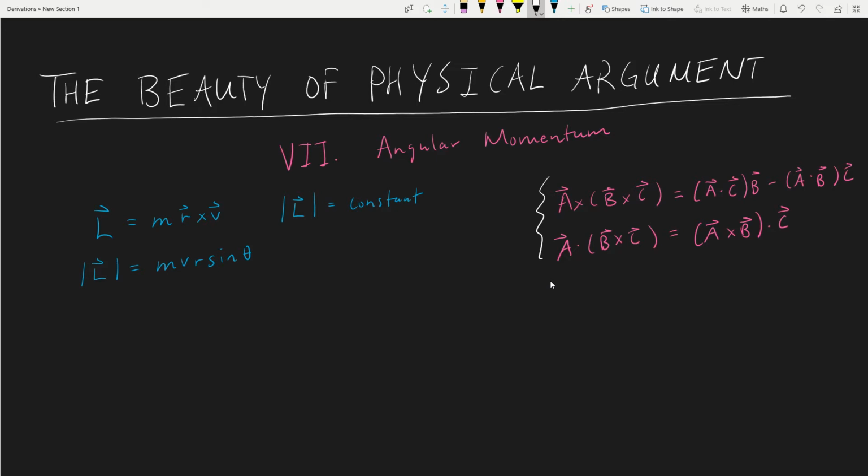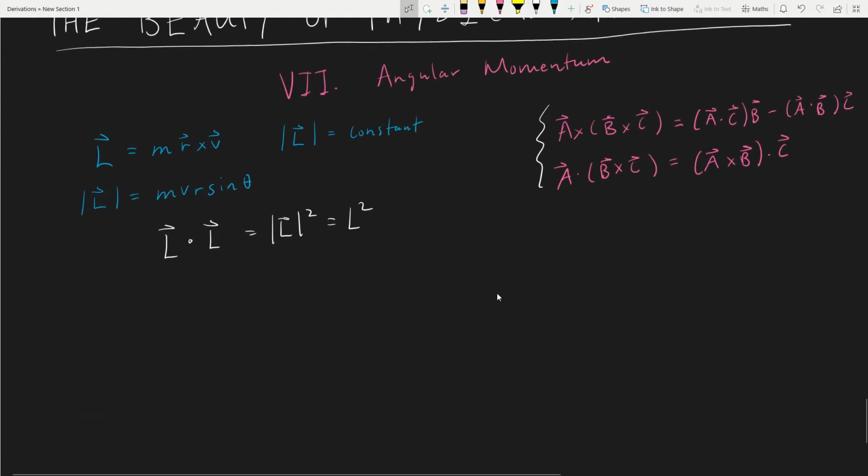Let's take L dot product with itself, and we know that this is the magnitude of L squared. I'm just going to call it capital L squared, dropping some of the nomenclature or symbols. We can rewrite the left one as m r cross v dot L, and take the mass outside. This certainly still equals L squared.